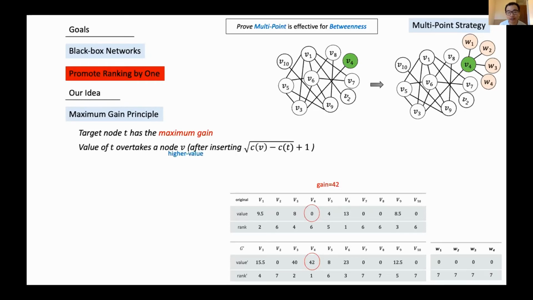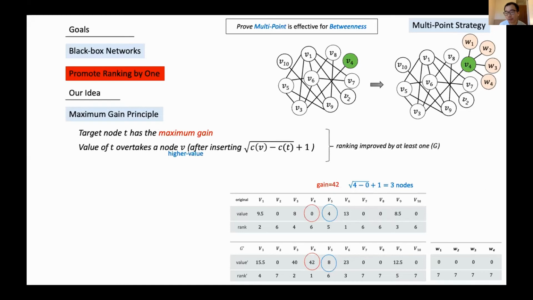The second condition is that the value of the target node will overtake a higher value node V after inserting a certain amount of nodes. We still give you an example. In the original graph, the node V5 has a betweenness value of 4, which is larger than the target node. But after we insert more than 3 nodes, in the new graph, the centrality value of the target node is now larger than the higher value node V5. In this way, the ranking of the target node will be improved by at least 1 because it overtakes a higher value node. But note that we insert additional nodes in the graph.